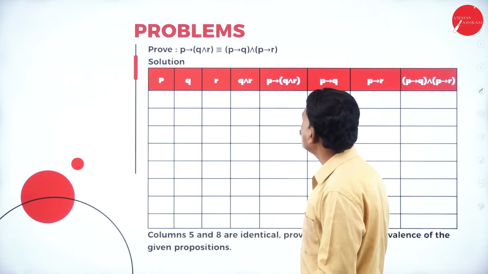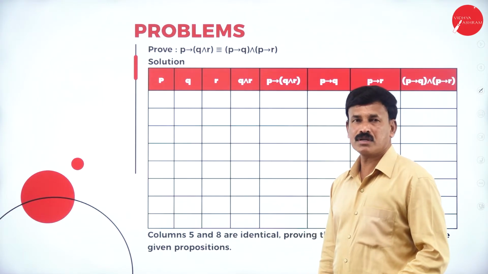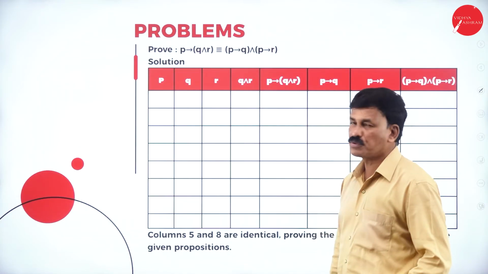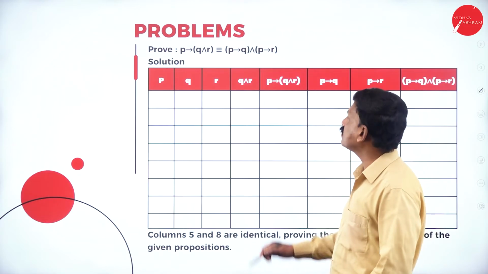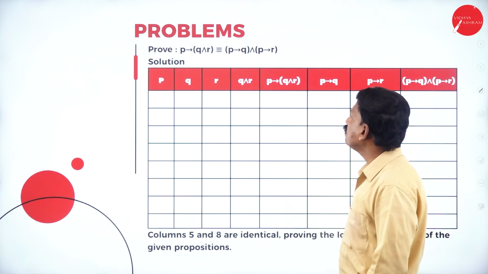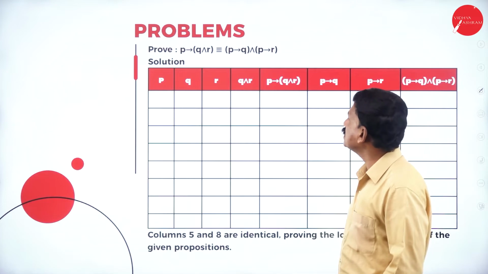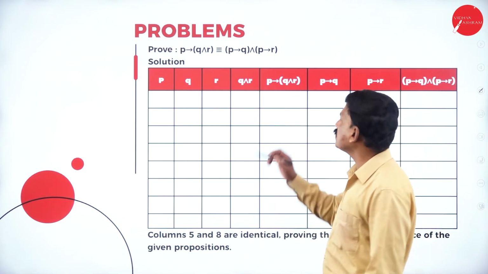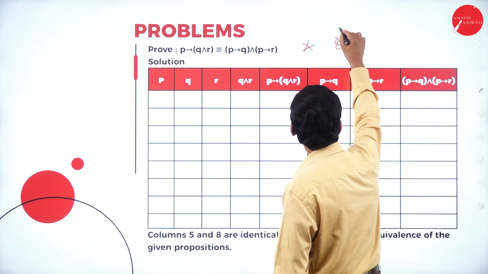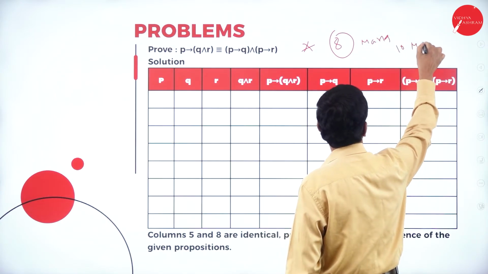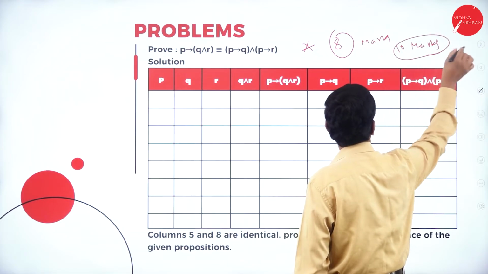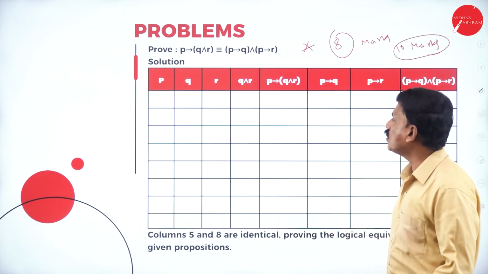So, here we have P, Q and R as the simple propositions. What is the compound proposition? Prove that P conditional to Q conjunction R is logically equivalent to P conditional to Q conjunction P conditional to R. This is also a very important type of problem. You may expect this for 8 marks or even sometimes for 10 marks. Right.